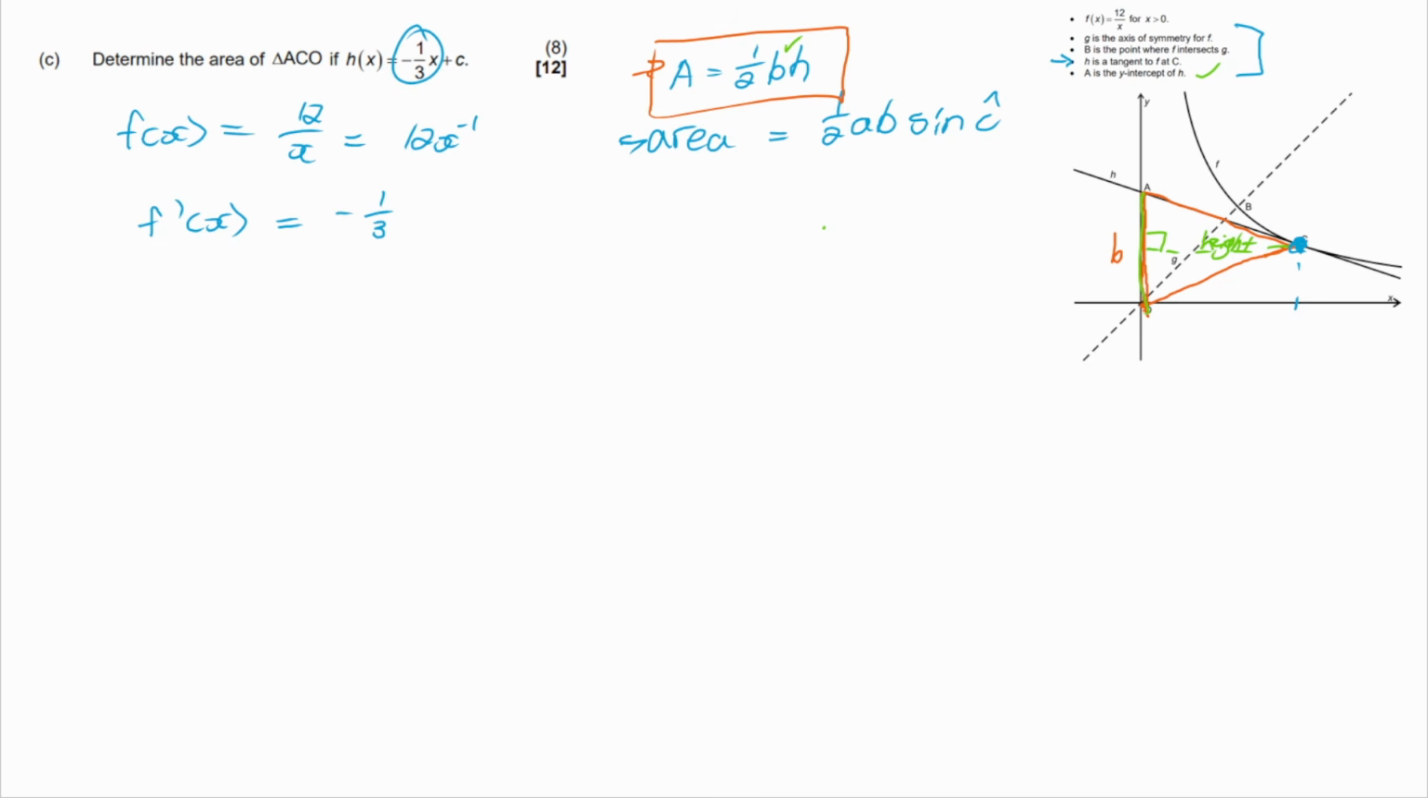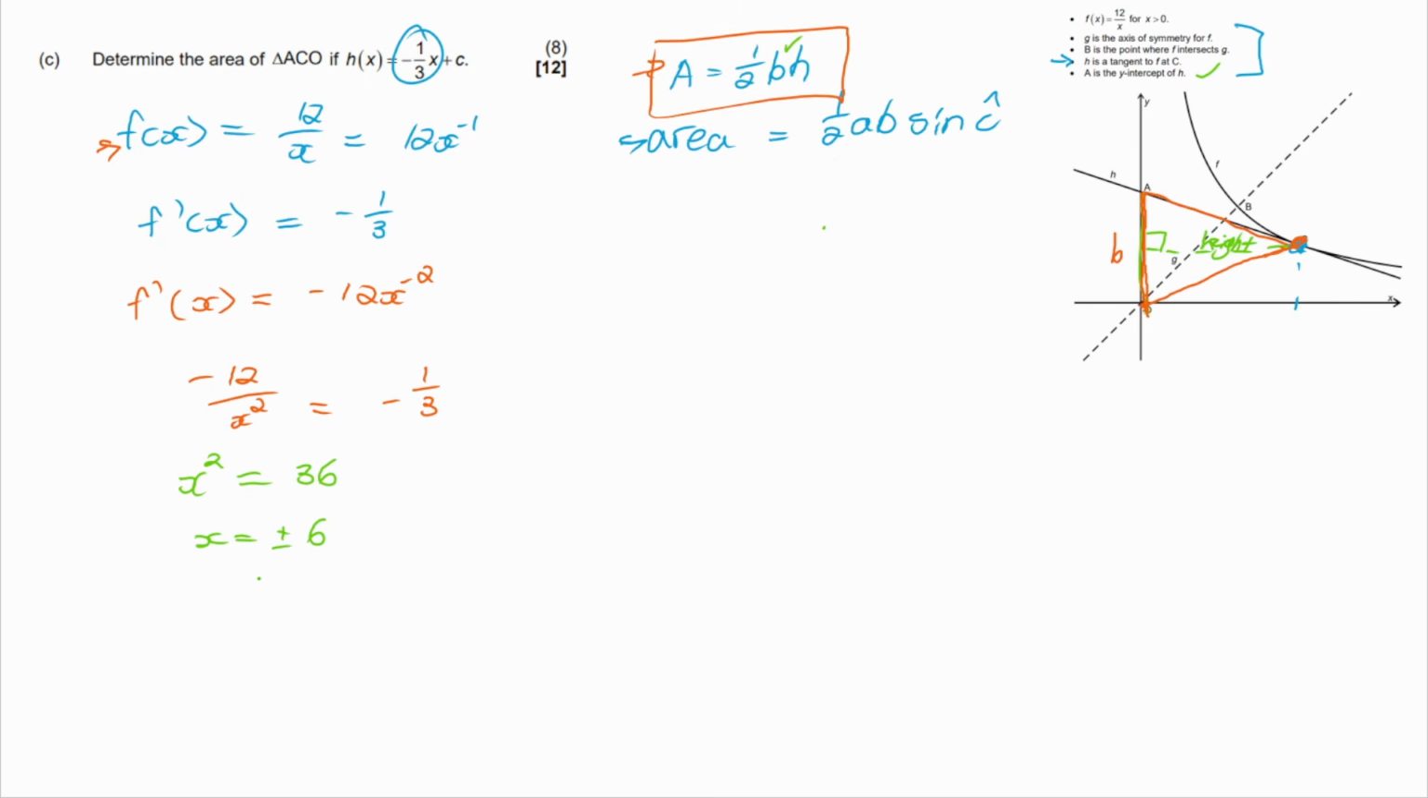So what we need to do is find f prime of x and then set that equal to negative 1 over 3, to find the x coordinate of C. If we look at f prime of x, it's going to be negative 12x to the power of negative 2. We set that equal to negative 1 over 3. So negative 12 over x squared is equal to negative 1 over 3. We can just cross multiply, so x squared is equal to 36. So x is equal to plus or minus 6.